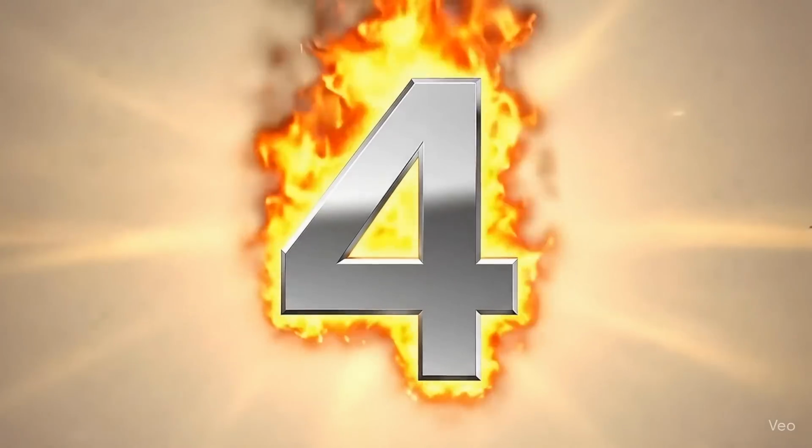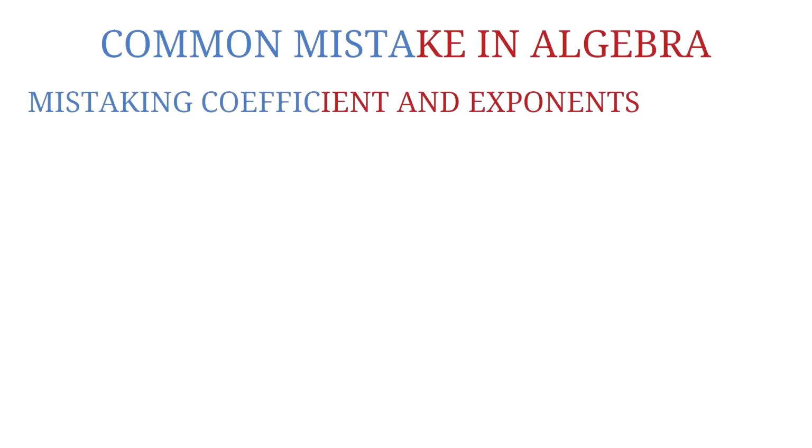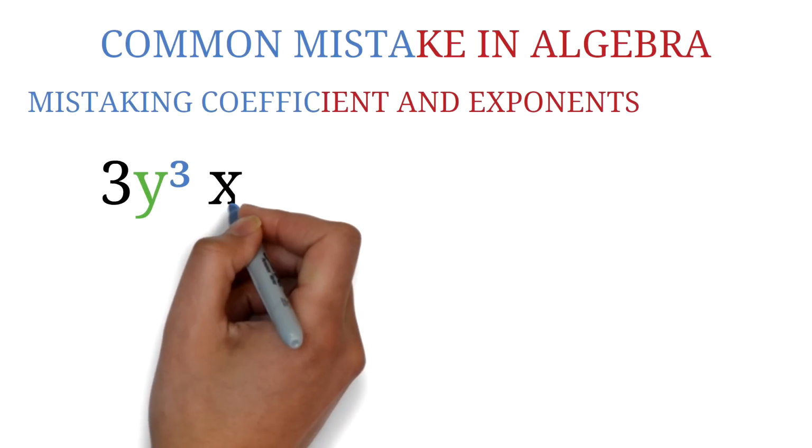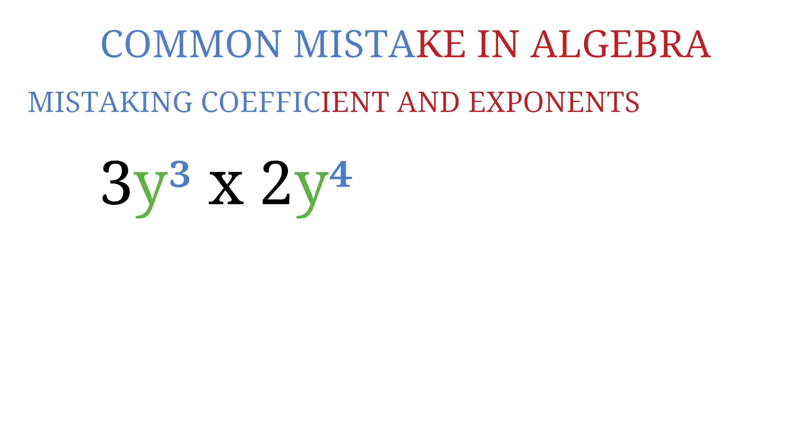Our next mistake, at number 4, is a more nuanced concept that's easy to get wrong. Number 4: Mistaking coefficients and exponents. So let's take a look at an example. 3y to the power 3 times 2y to the power 4. How will you go about solving this?